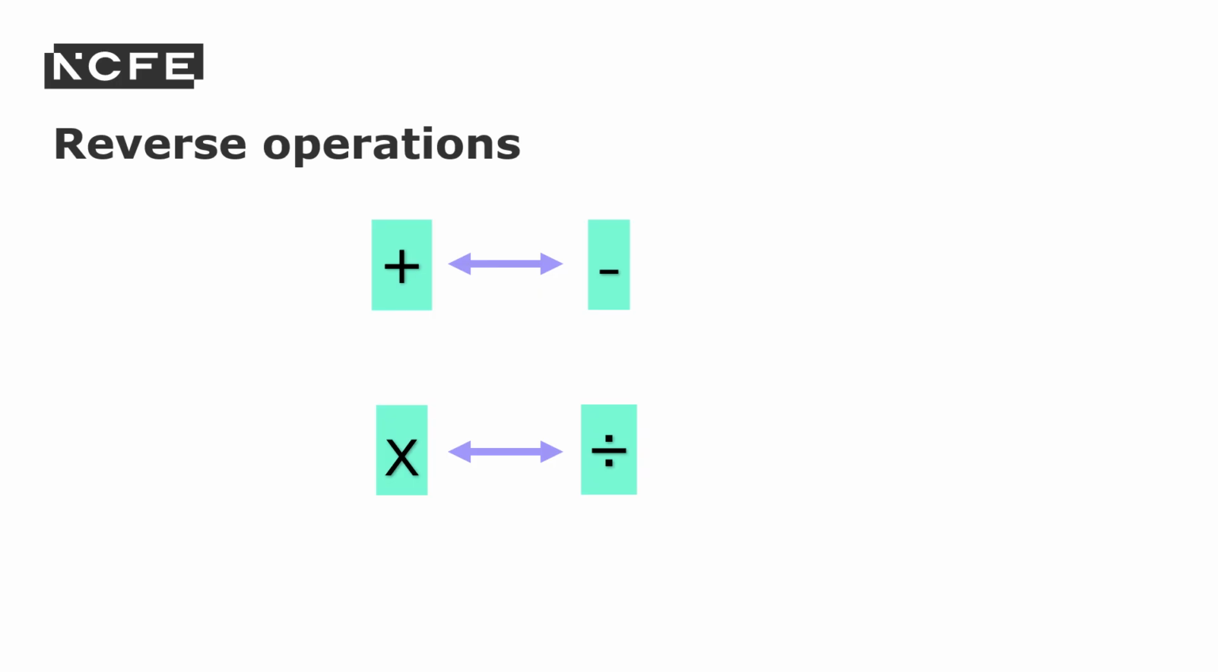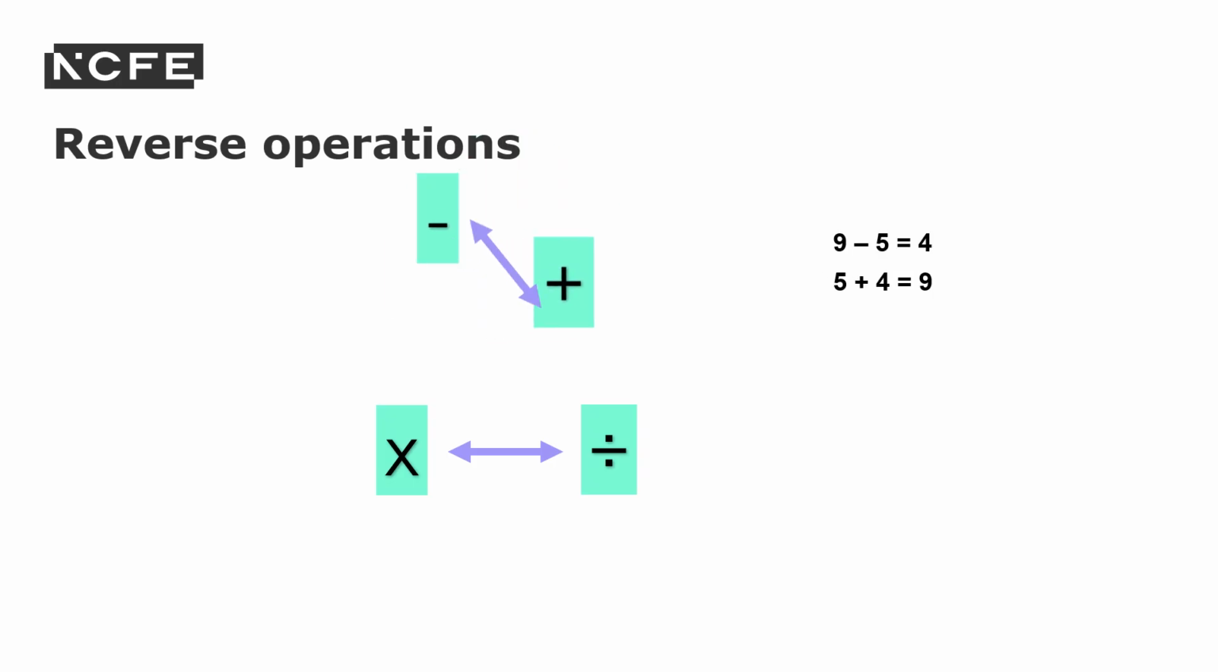The opposite of addition is subtraction. So we can check a subtraction calculation by completing an addition. So 9 take away 5 is 4. Let's check that. Well, let's add together 5 plus 4 and we do get 9. So there we've got a reverse calculation using addition and subtraction.